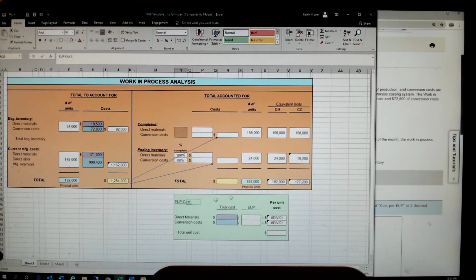Now, step three, cost per unit. We're just going to divide the total material cost by the equivalent units of production for materials. And we're going to do the same thing for conversion costs. Well, here's your material cost.